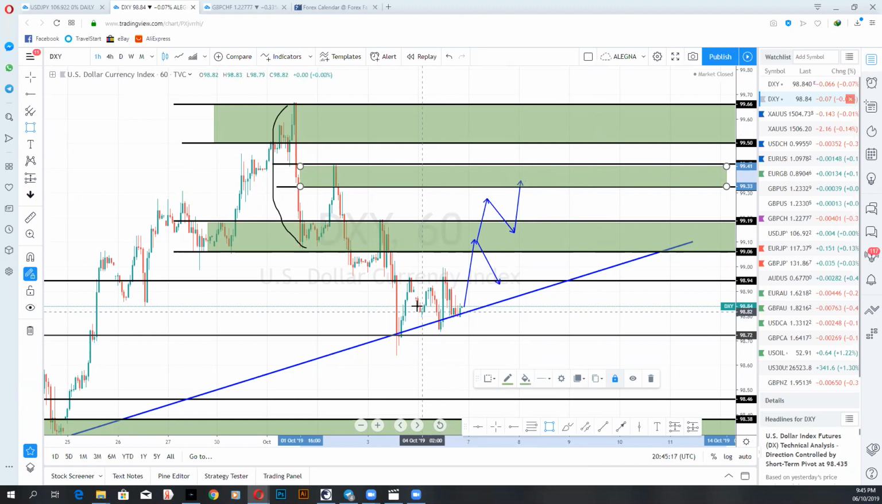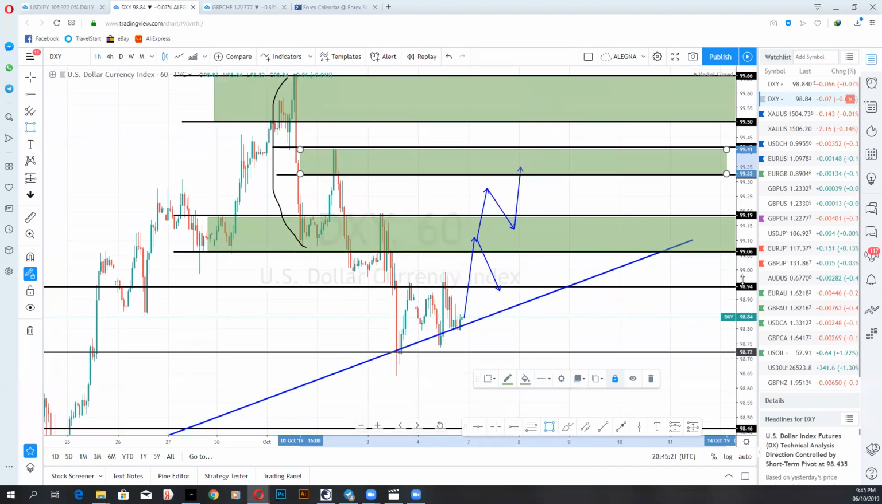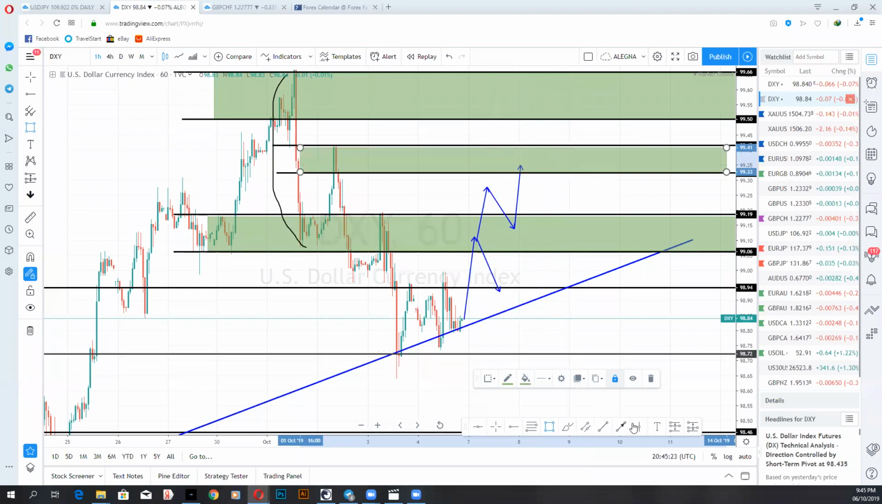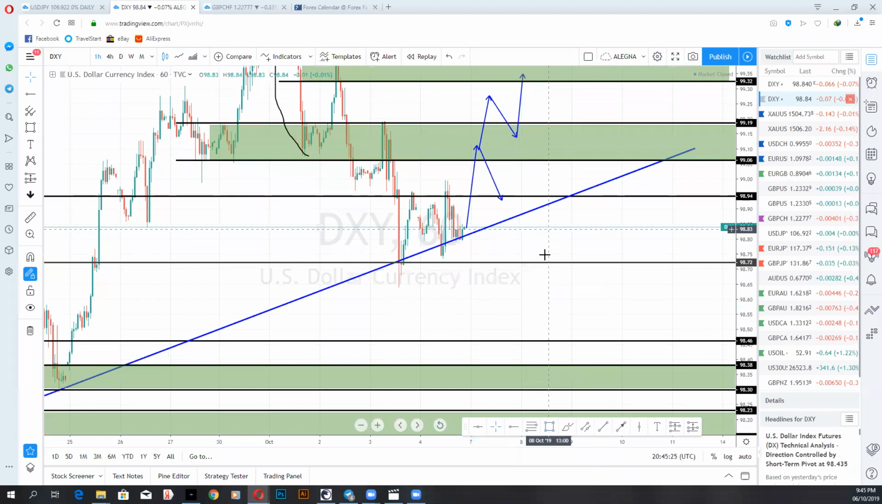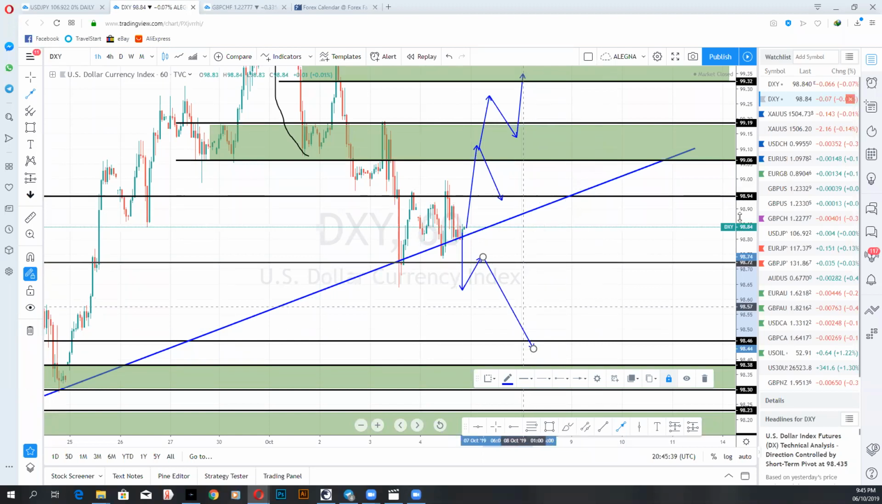But for now, dollar index is holding this trend line, except it breaks it to the downside. Should this trend line get broken to the downside, you need to see a retest of this zone and a rejection, then you might see price move lower. That is for dollar weakness. But for now, we just need to watch and see how it plays out.